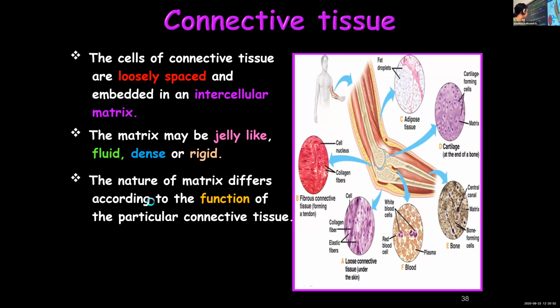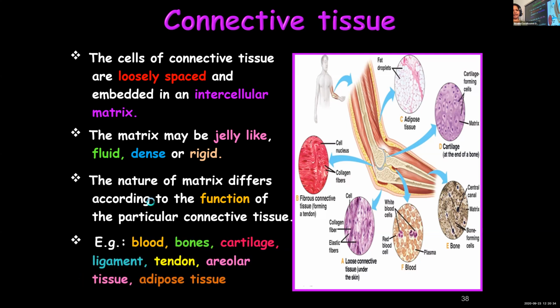Once again, I will summarize the points we discussed. The cells are loosely spaced or widely spaced, and what is present in between the cells? An intercellular matrix. And what is the nature of this intercellular matrix? It can be of different types: jelly-like, fluid, dense or rigid. And what decides the matrix? The function of the connective tissue decides the nature or the type of the matrix.